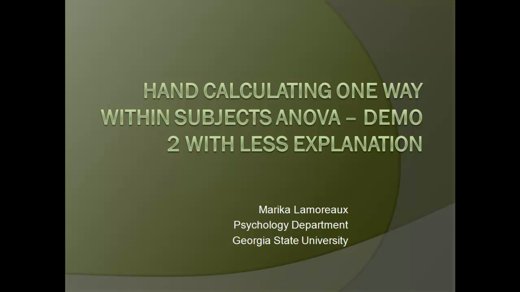Hello, this is Marika Lamro, and this is going to be a fairly brief demonstration of how to hand calculate a one-way within subjects ANOVA. I'm going to assume that you already know how to calculate all of the between subjects ANOVA stuff. Within subjects ANOVA just has a few more steps, and I am going to talk pretty quickly through the different steps. I won't be explaining anything about the formulas.